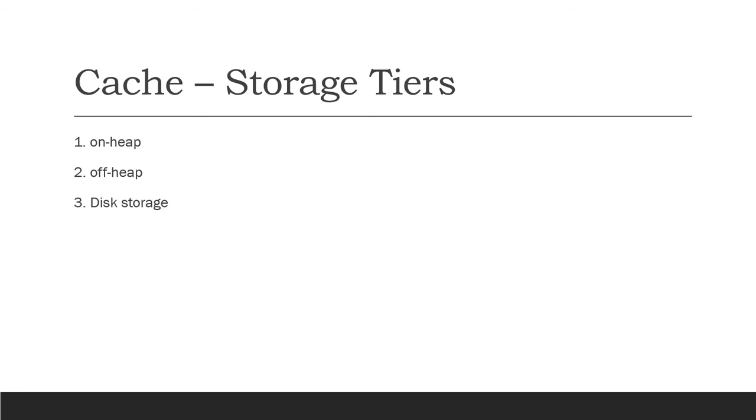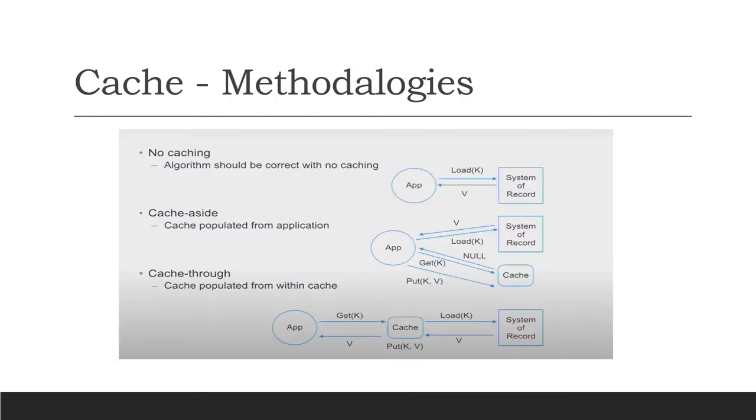On-heap memory is very fast because the process is done in the virtual machine itself. Off-heap memory is slightly slower because it's outside the JVM, accessed through RAM, but it is still fast. Disk storage is slower because we need to move the data into the JVM heap memory; that moving and accessing happens.